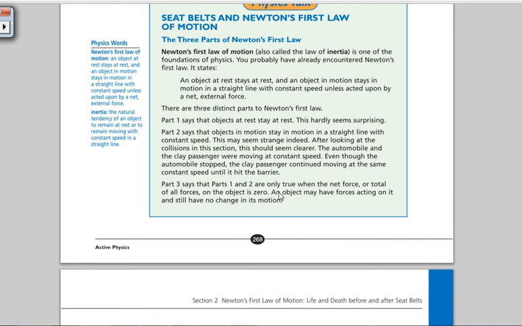And that's the third part: if there is no force, then all objects will just keep on doing whatever they're doing. So it says here, no change in motion. So they keep doing whatever the heck they're doing.